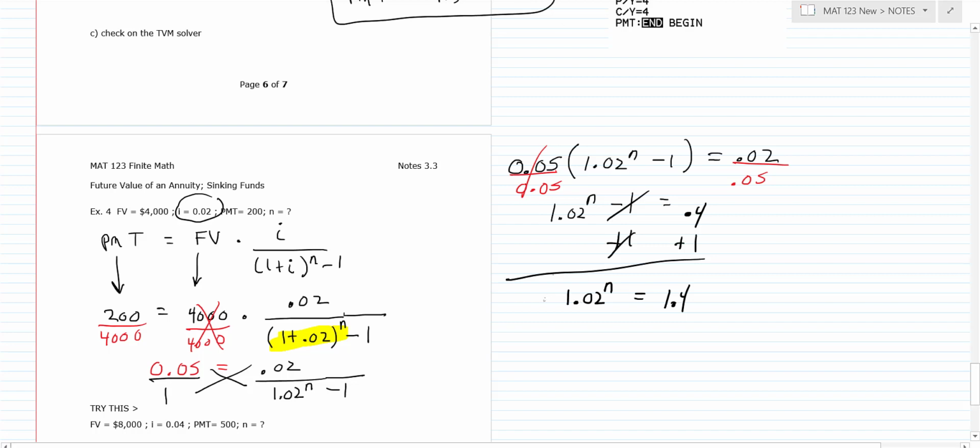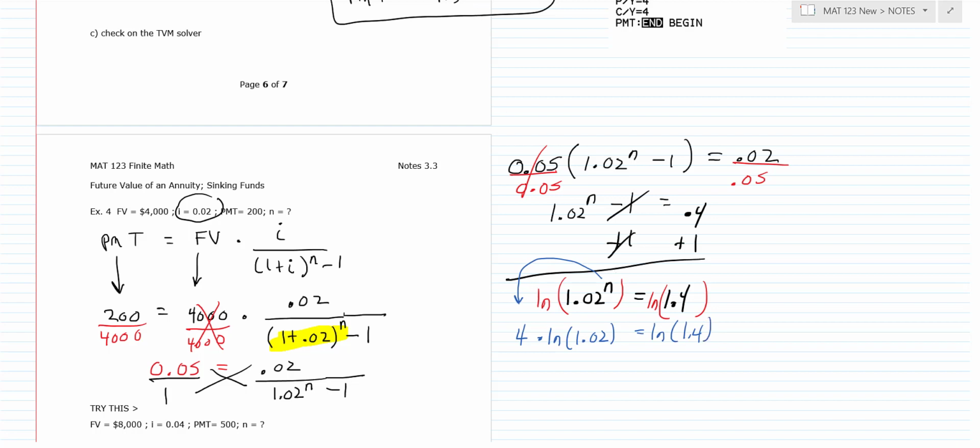All right, now what we do is we take the natural log of both sides. Okay, one of the reasons why we learned about the log is so you can do this. And what are you allowed to do at the end? Bring it in front. We talked about that, so that would be n times ln 1.02, and then this is equal to ln of 1.4, like that. Okay, and let's see, why did I put a 4 there? That's an n. Okay, so I have an n there.